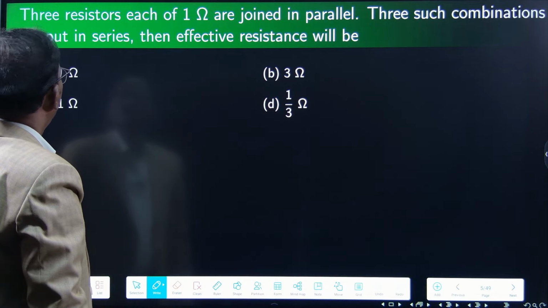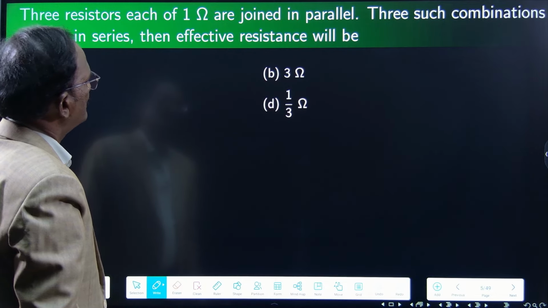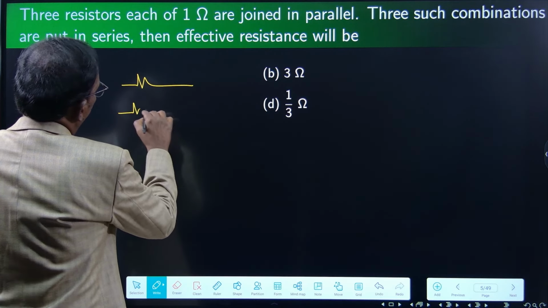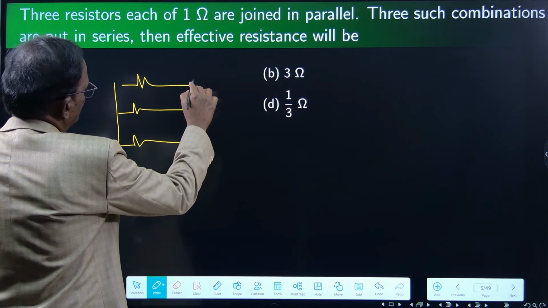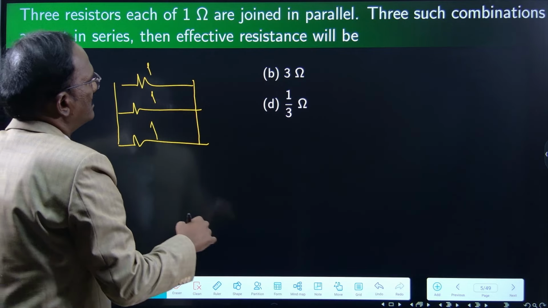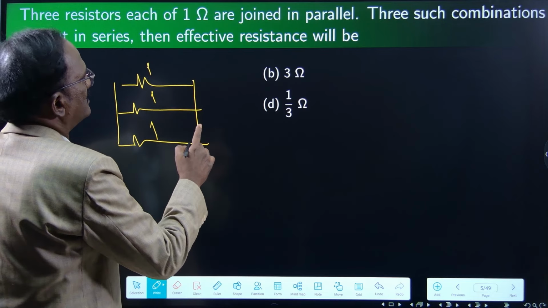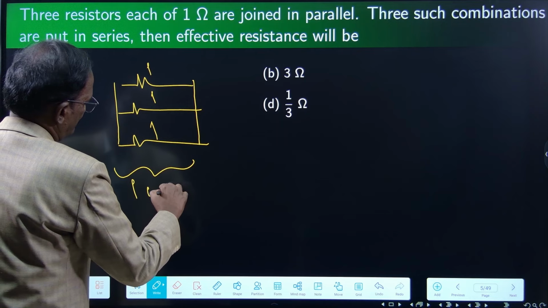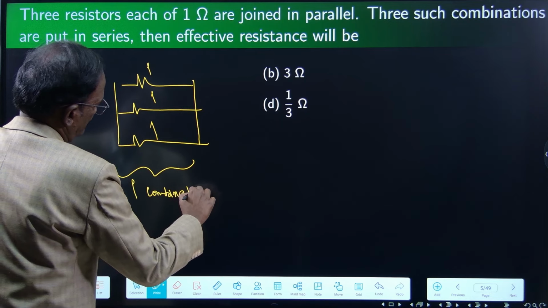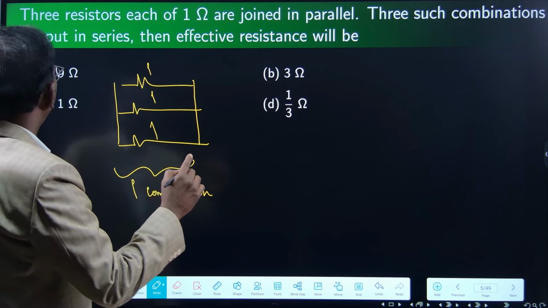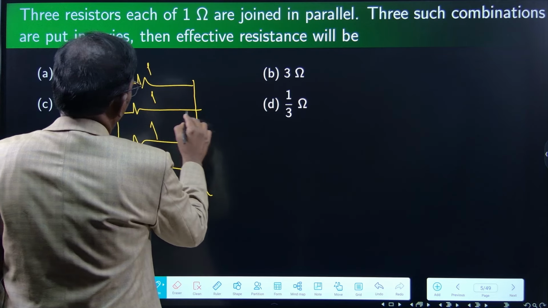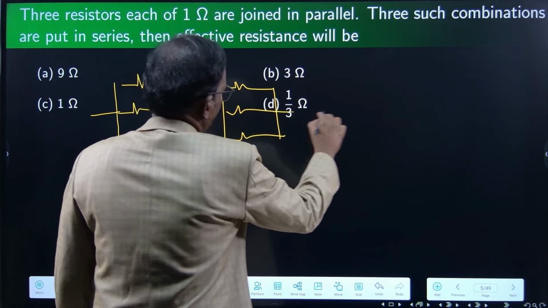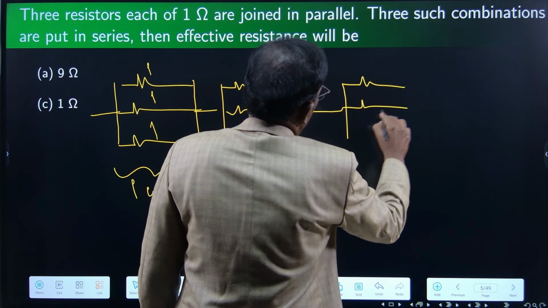Next, three resistors each of 1 ohm are joined in parallel. 1 ohm, 1 ohm, 1 ohm. They are joined in parallel. Three such combinations. So this is one combination, right? Three such combinations are put in series. 1 ohm, 1 ohm, 1 ohm, 1 ohm, 1 ohm, 1 ohm.